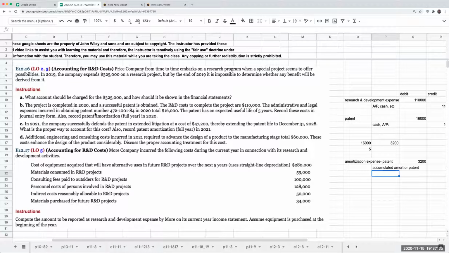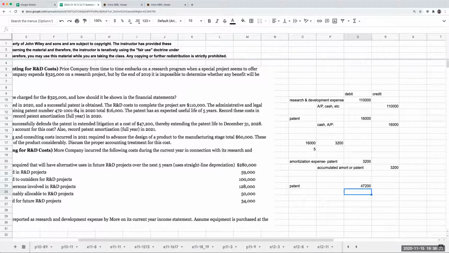Continuing on over here. In 2021, the company successfully defends the patent in extended litigation at a cost of $47,200. That sounds way too cheap, thereby extending the patent life to December 31st, 2028. What is the proper way to account for this cost? Also record patent amortization. So we're going to go ahead and debit patent again, for the cost that we had to pay to defend it. And those costs can be capitalized.